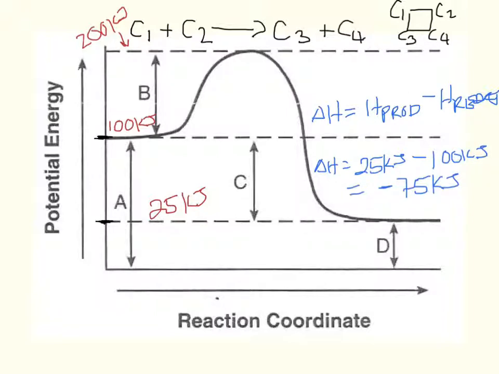And you can understand why it's minus, because we're starting with a higher number here. Yes, we go over this little hump, and we'll talk about that in a minute. But we end up at this plateau here. We start at this plateau here of 100, and then we drop down to 25. So we're losing 75 kilojoules.